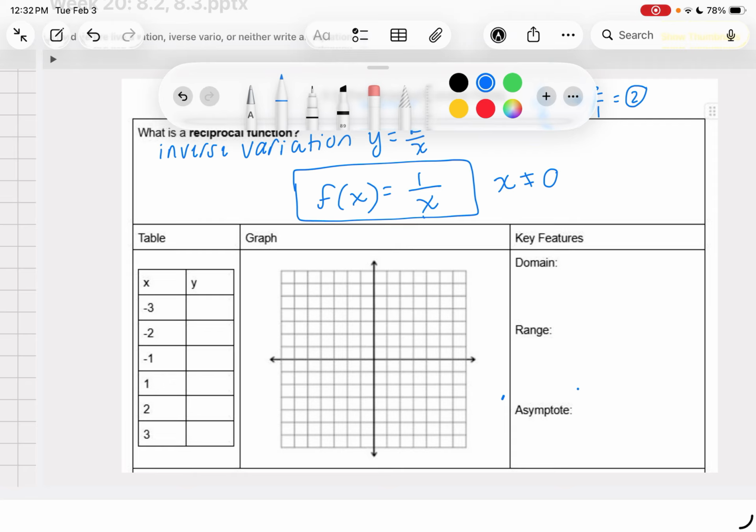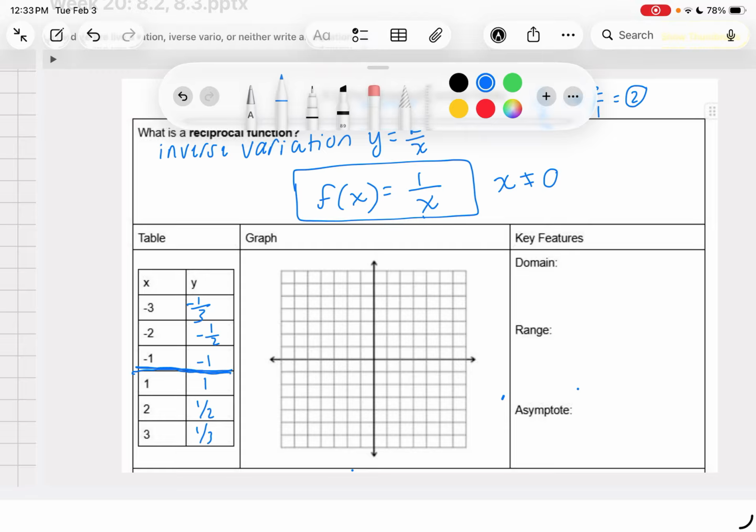Okay. So you should have gotten, for your table, -1/3, -1/2, -1. I skipped 0 because it will say error, and we'll see why in a minute. So 1 is 1, 2 is 1/2, and then 3 is 1/3. Okay? So, like I said, there's no value at x equals 0. That's an error because we can't divide a number by 0. So on our graph, that's where the asymptote's going to be.